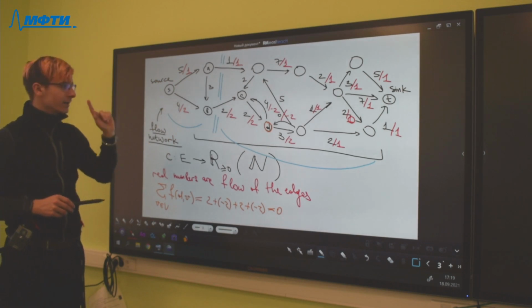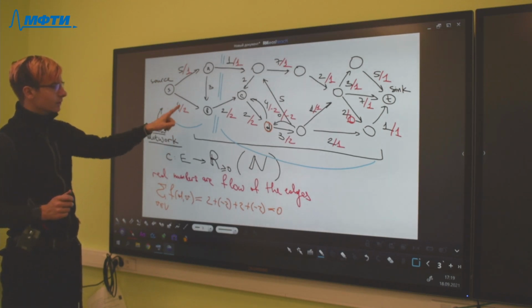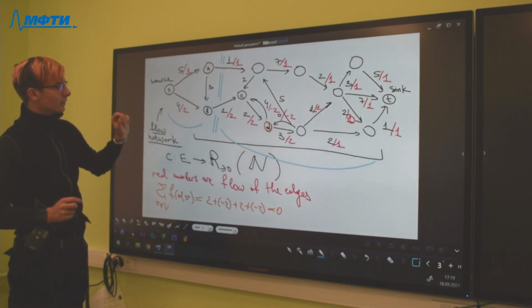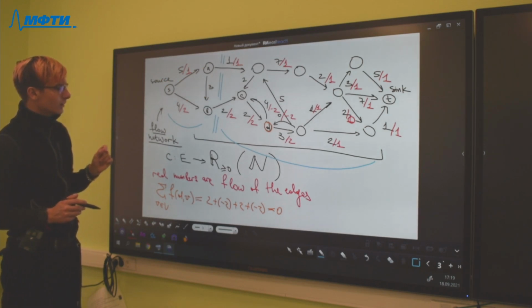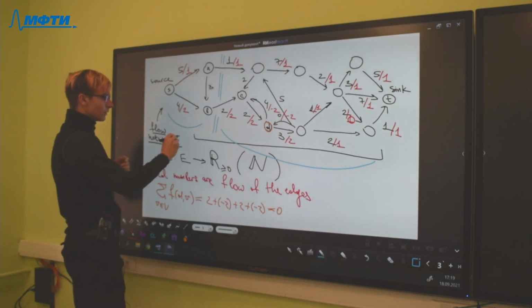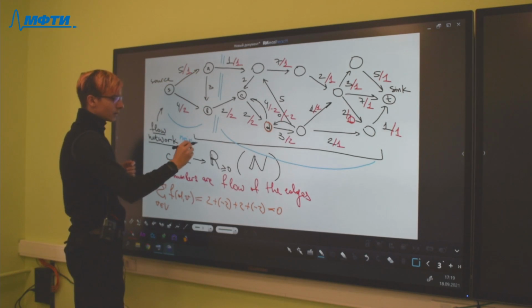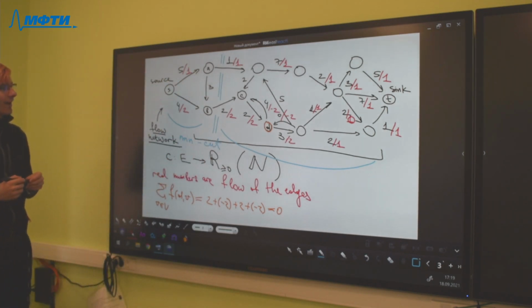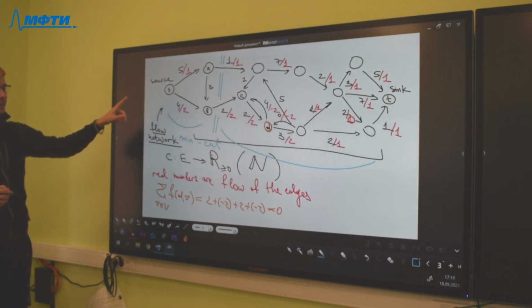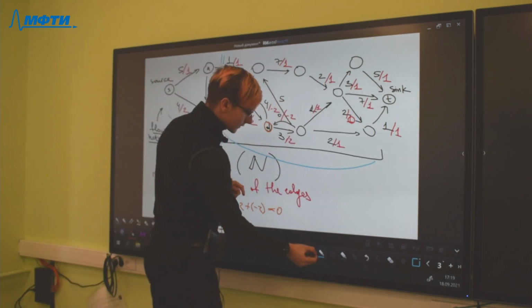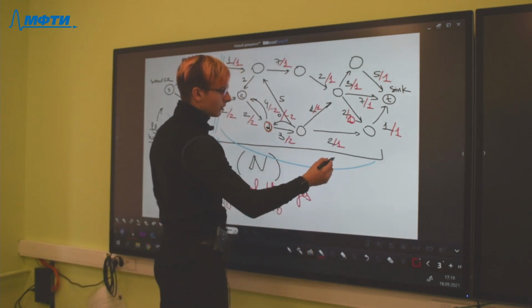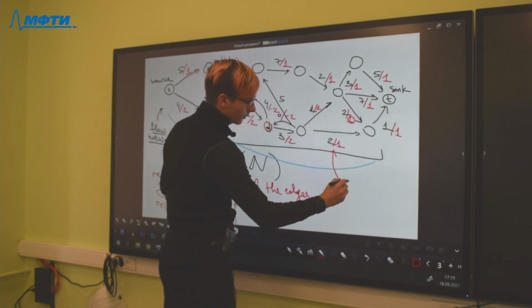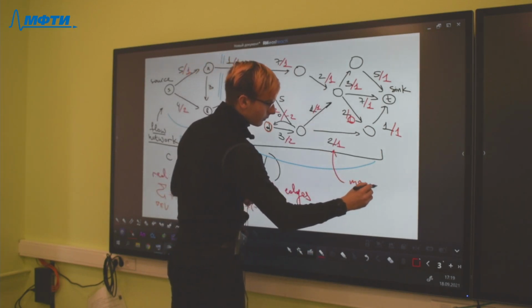So I can say that this cut is named the minimal cut of the network, and our flow is named the maximal flow.